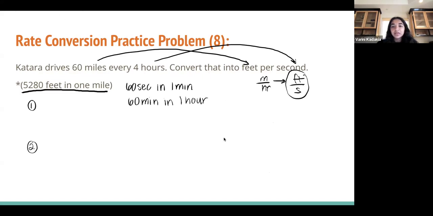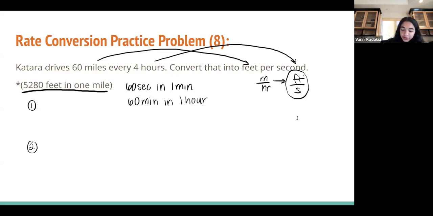Okay, I think this problem was a little confusing, so we should go over it together as a class. So let's start with our first step. We know we need to convert miles into feet. So why don't we start with doing that first? Let's see how to do that.